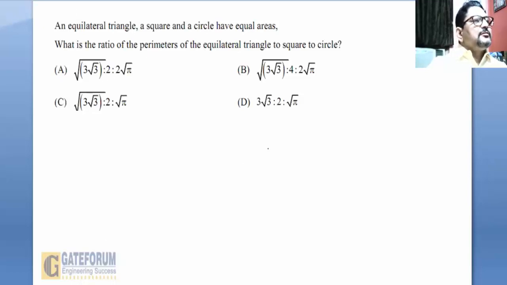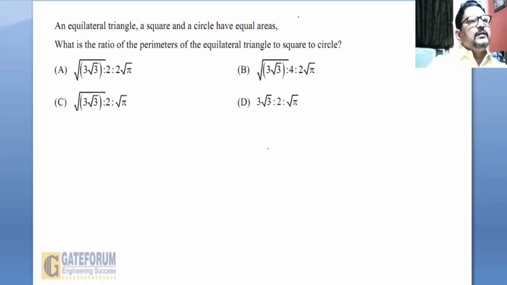An equilateral triangle, a square and a circle have equal areas. What is the ratio of the perimeters of the equilateral triangle to the square to the circle?